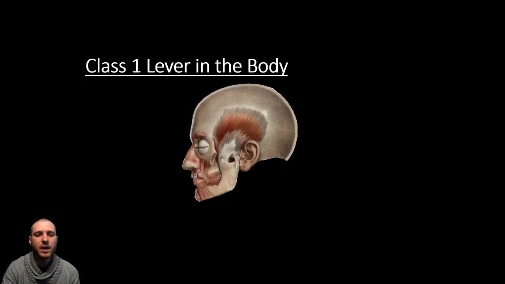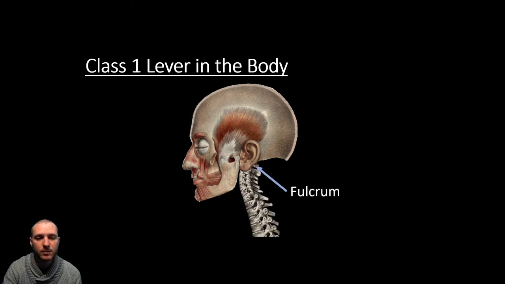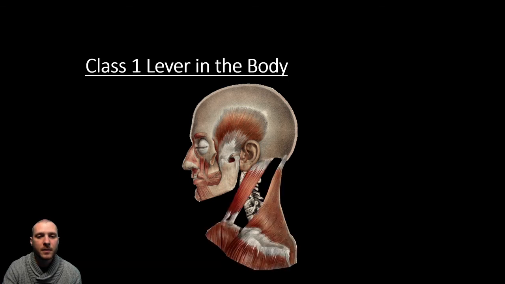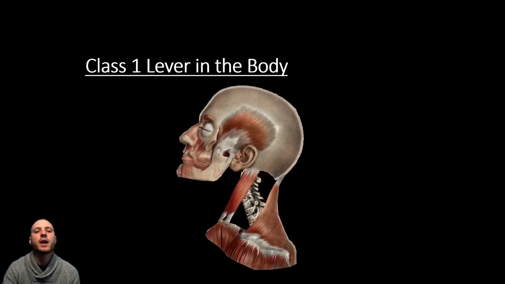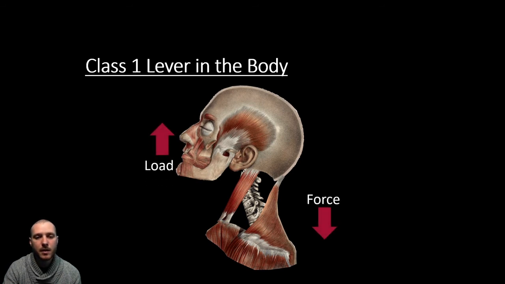So an example of a class 1 lever in the body then is going to be the atlanto-occipital joint of the cervical spine and the head. The fulcrum is going to be C1 as well as the occipital bone, where you can allow for shaking your head yes and no. So when we put the muscles on, you can see if we want to pull our head back, this trapezius part is going to be the force, meaning the trapezius is contracting.